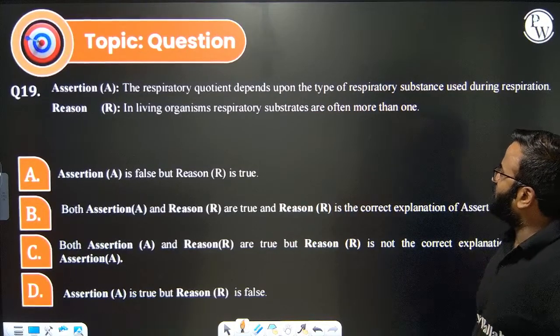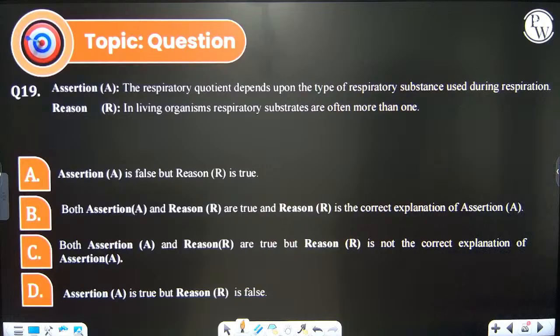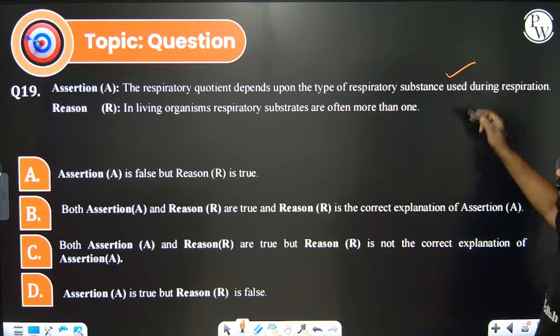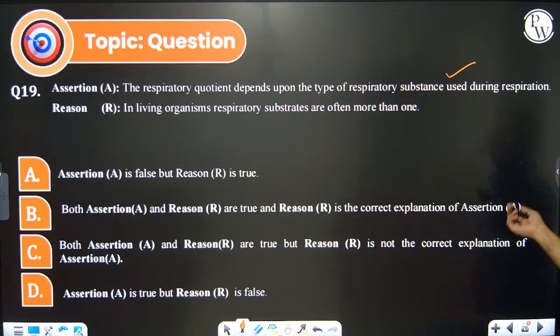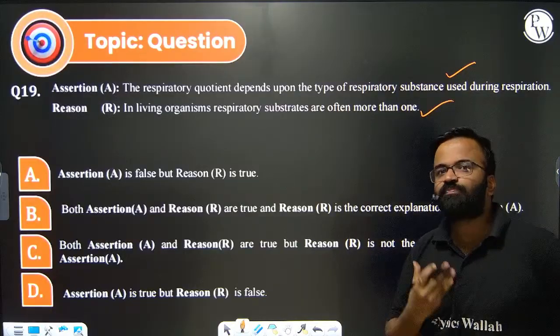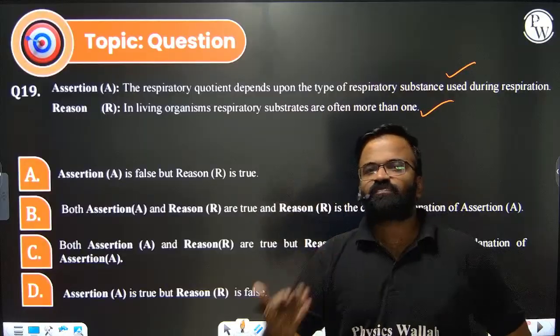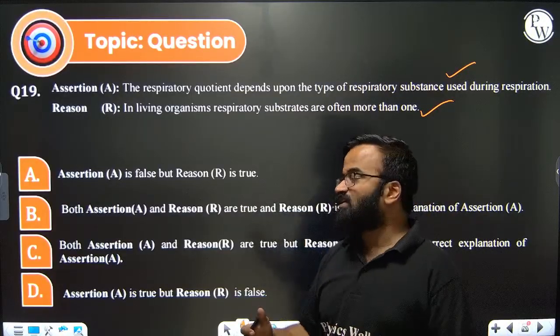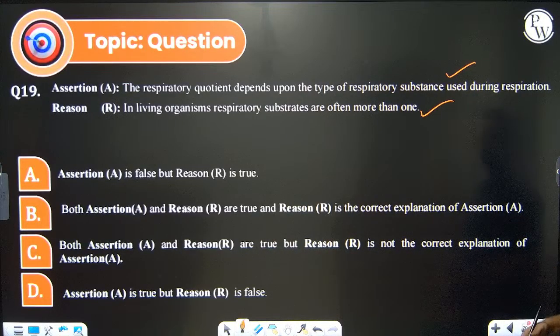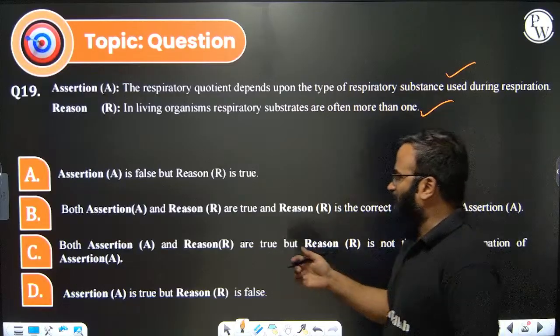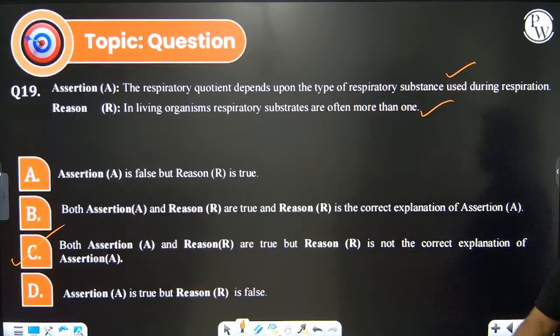The respiratory quotient depends upon the type of respiratory substance used during respiration, which is true. In living organisms, respiratory substrates are often more than one. We don't take only proteins, we don't just take carbohydrates alone, there will be something along with that. So it is always a combination of all the different kinds of biomolecules. So I would say both these statements are true, and it's not actually explaining. So I would go with C as our answer, which is our 19th question.